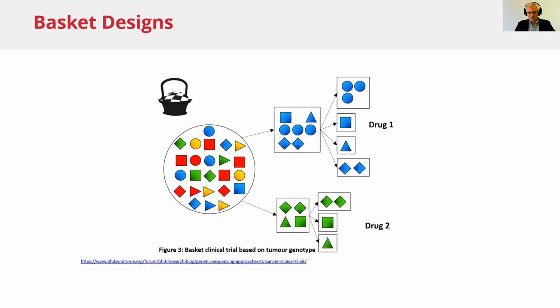be pooled together. And if drug 2 is intended to work based on mutation, the green mutation, then you could conduct a trial, again, combining the cancer types that have that mutation. Highly efficient clinical trials.